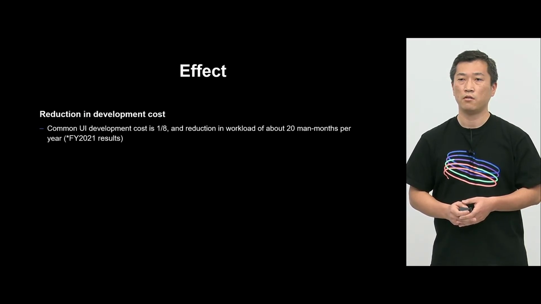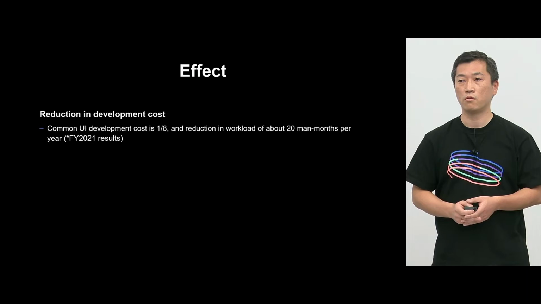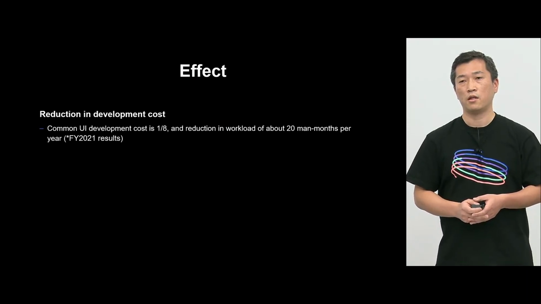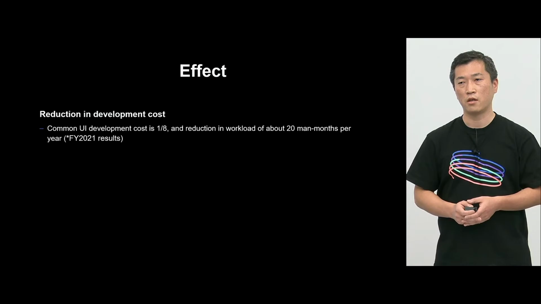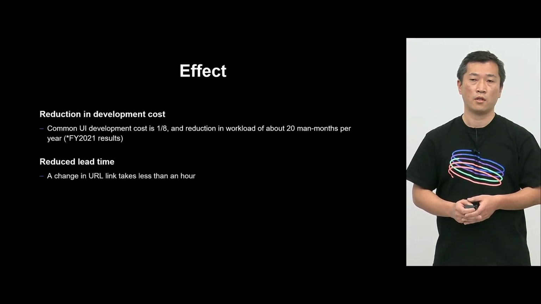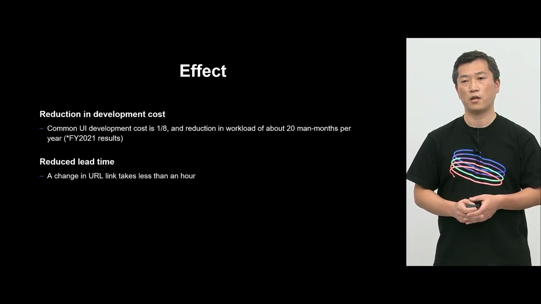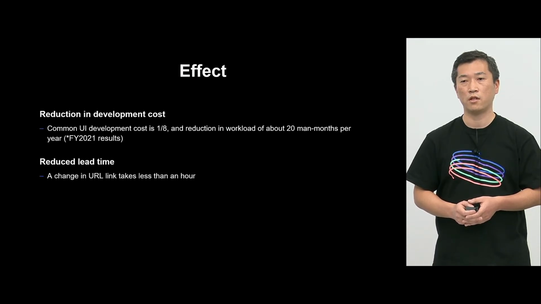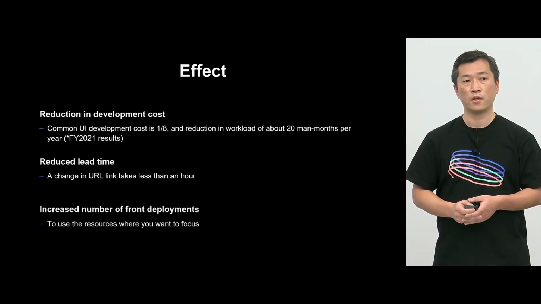First, we've been able to reduce the development cost. Compared to 2021, we were able to reduce the cost to 1/8, and we were able to reduce 20 months per year. And communication costs are very difficult to show in man-hours, but we have been able to achieve the communication cost reduction in a qualitative manner, and we are able to reduce lead time. For example, for a link URL change, we're able to complete that change within 1 hour from development to release.